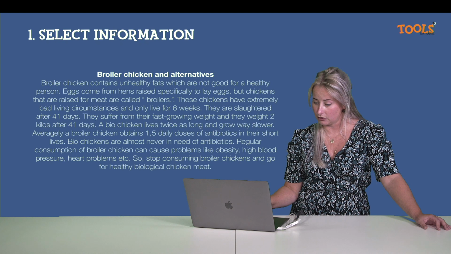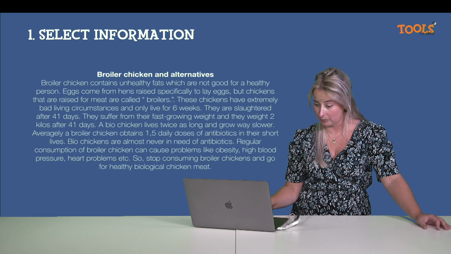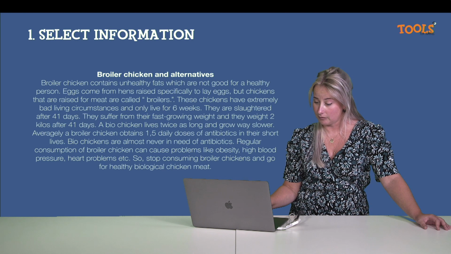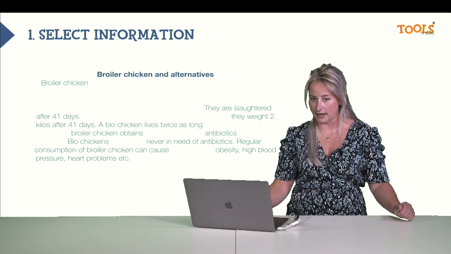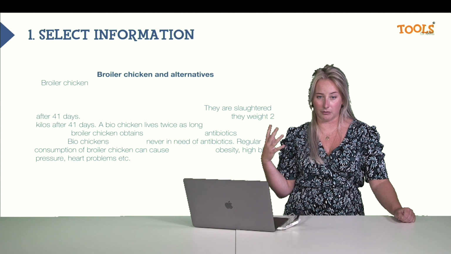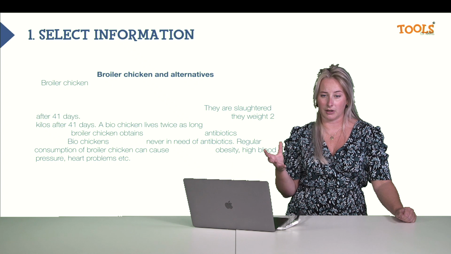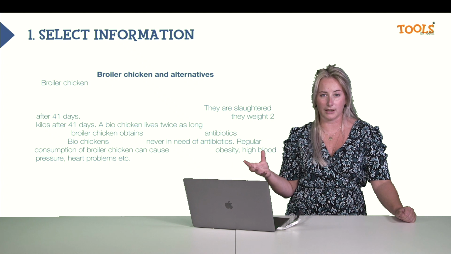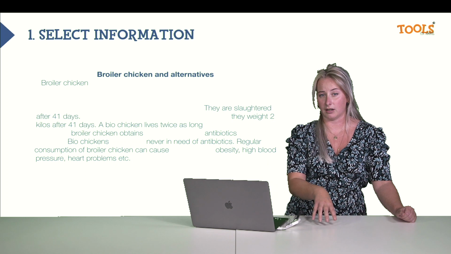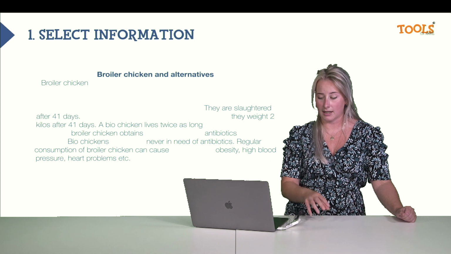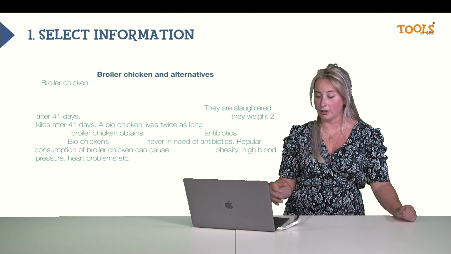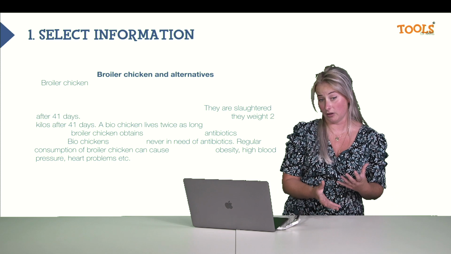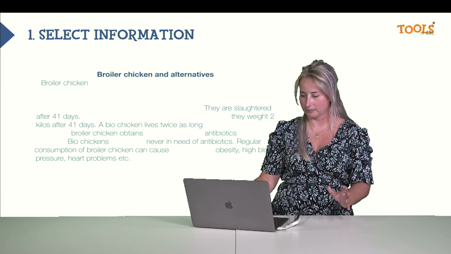Regular consumption of broiler chicken can cause problems like obesity, high blood pressure, and heart problems. Okay, so stop consuming broiler chickens and go for a healthy biological chicken meat. So when I scan the text, this is what I have left. So I have some kind of a title, I have some data, because the broiler chickens are slaughtered after 40 days, but the farmer chicken is slaughtered after 80 days. And I know that if you regularly consume broiler chicken, it can cause obesity or high blood pressure.